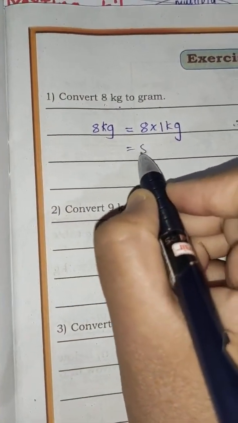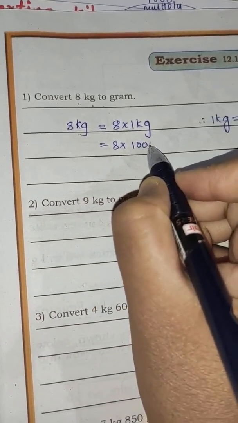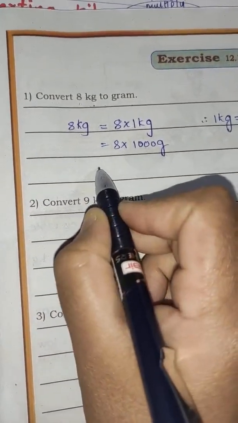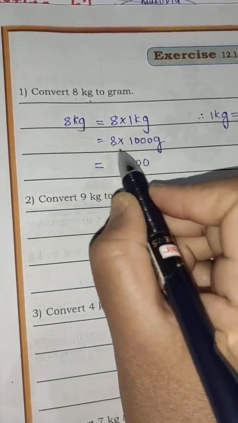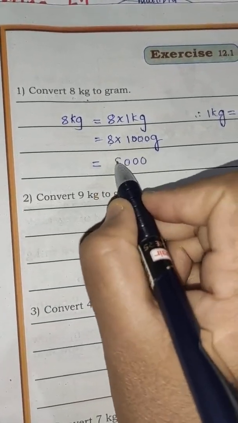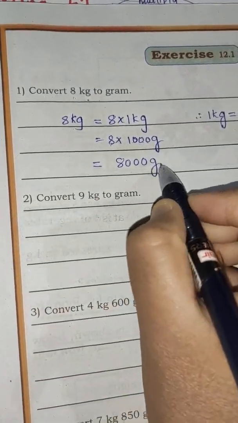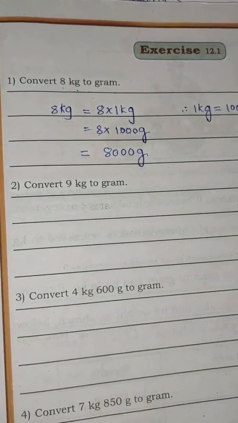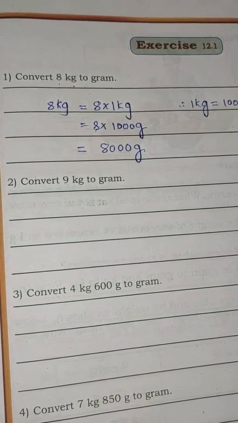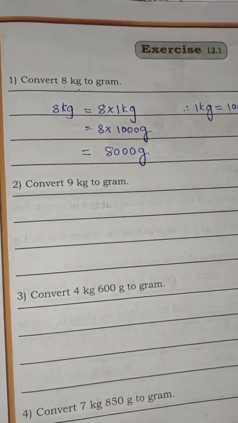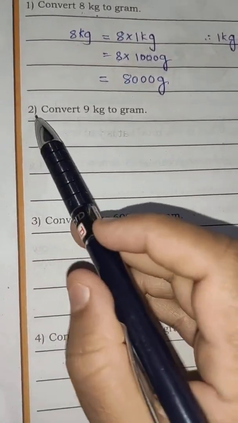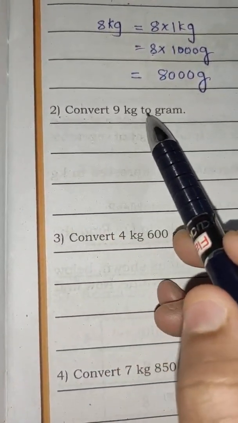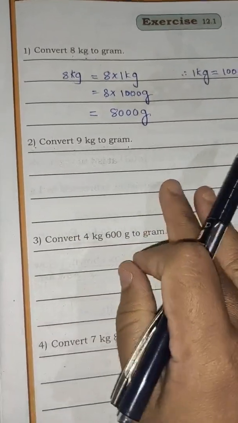So 8 into 1000 gram. Now let's multiply it. 8 ones are 8, so 8000 gram. 8 kilogram is equal to 8000 gram. Understood, children? So here there is one more problem. Convert 9 kg to gram. You just try to do it by yourself.